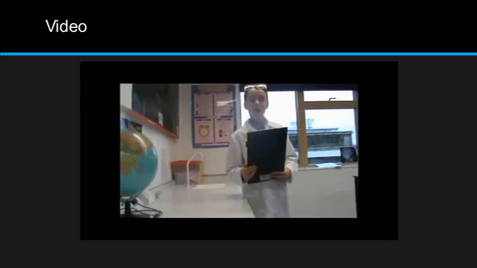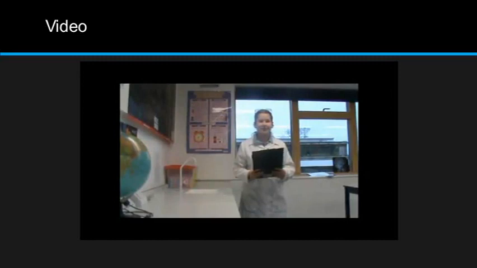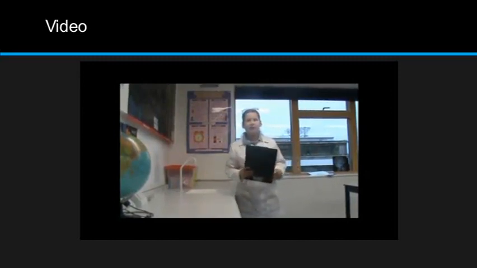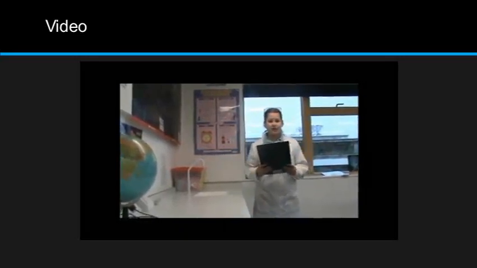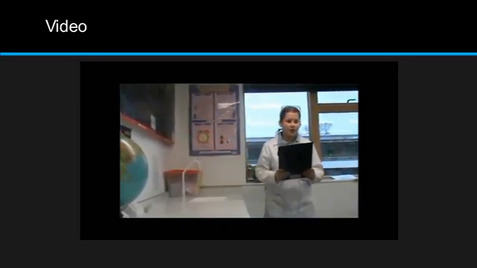And now Charlie will describe the science behind our experiment. Heat energy is moved around in three different types of heat transfers. There's radiation, conduction and convection.